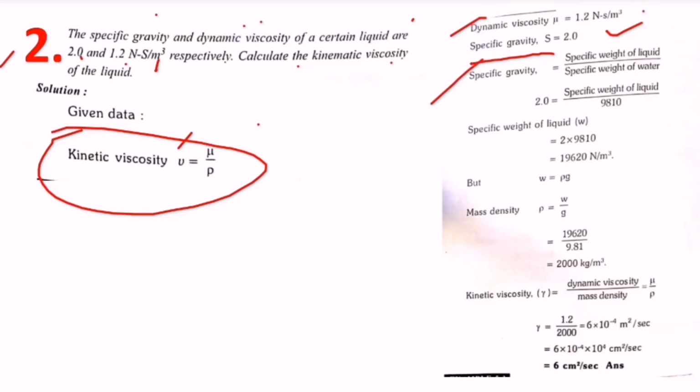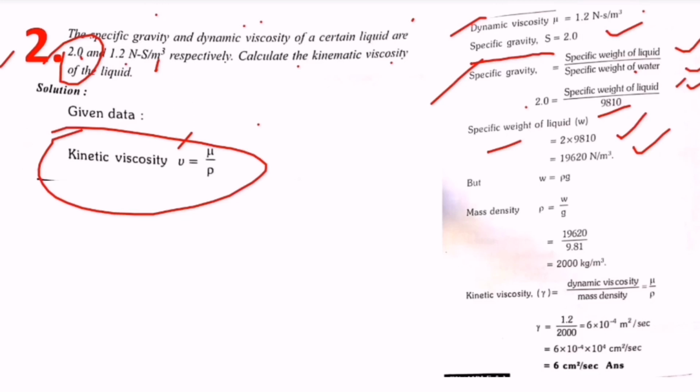So the specific gravity formula is specific weight of the liquid by specific weight of water. Specific weight of liquid we don't know, but specific gravity is given as 2.0 in the question, and specific weight of water is 9810. By substituting these two values, we get specific weight of liquid as 2 into 9810 equals 19,620 Newton per meter cube. This is the specific weight of liquid.